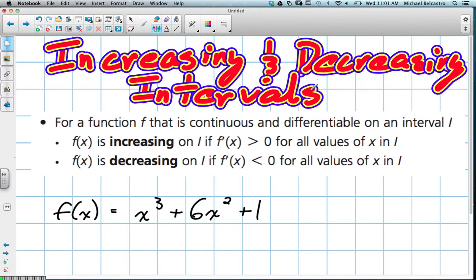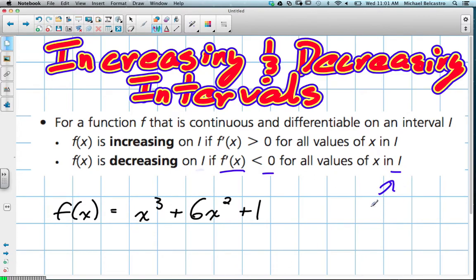Okay, we're going to get into increasing and decreasing intervals of functions. This is essentially the major rule we need to know: f of x, the original equation, is increasing on a specific interval if our derivative is greater than 0 for all values of x in this interval. f of x is decreasing on this interval if the derivative is less than 0 for all values of x in that interval.